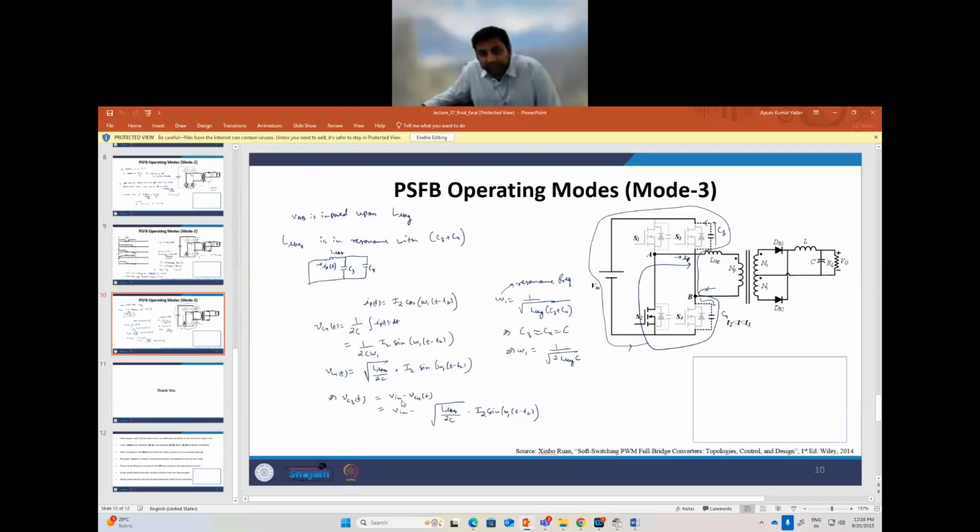Why are we writing VC4? VC4 is this VC4. You don't have any doubt there, correct? Now VC3: you see, VC3 is discharging. It was at V in voltage. So that's why V in minus VC4, because with the same amount VC4 is going in the reverse direction.